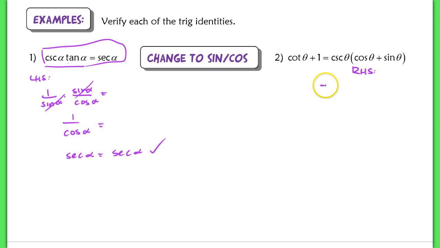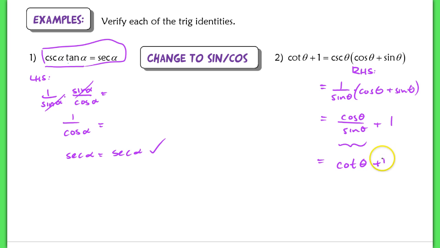Okay, so I've got cosecant of theta, so I'll write that as 1 over sine theta, times cosine theta will keep the same, plus sine theta, same thing, we're going to keep that the same. Now, I will distribute here so that I have cosine theta over sine theta plus sine theta times 1 over sine theta is simply 1. And now I can simplify here. The cosine over sine theta is the cotangent of theta plus 1. I have now shown explicitly that the right-hand side and the left-hand side are in fact the same. So I've verified this trig identity.